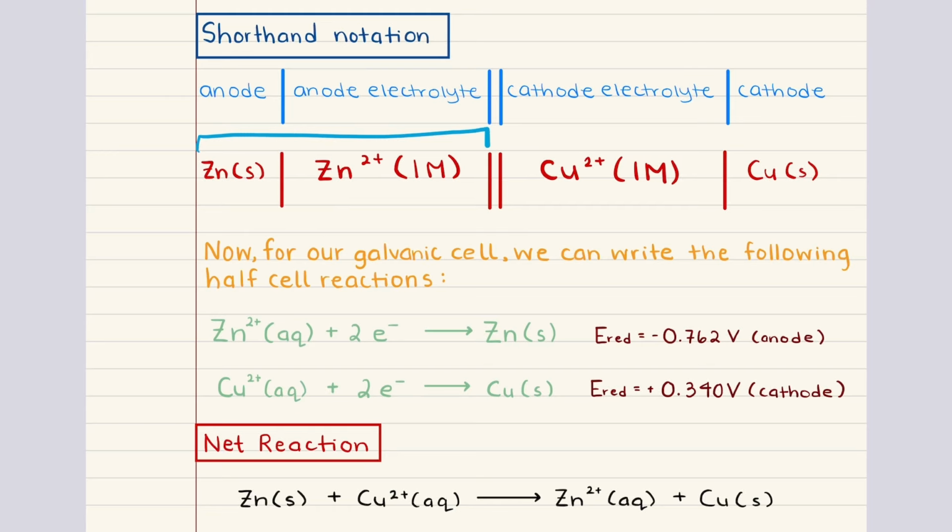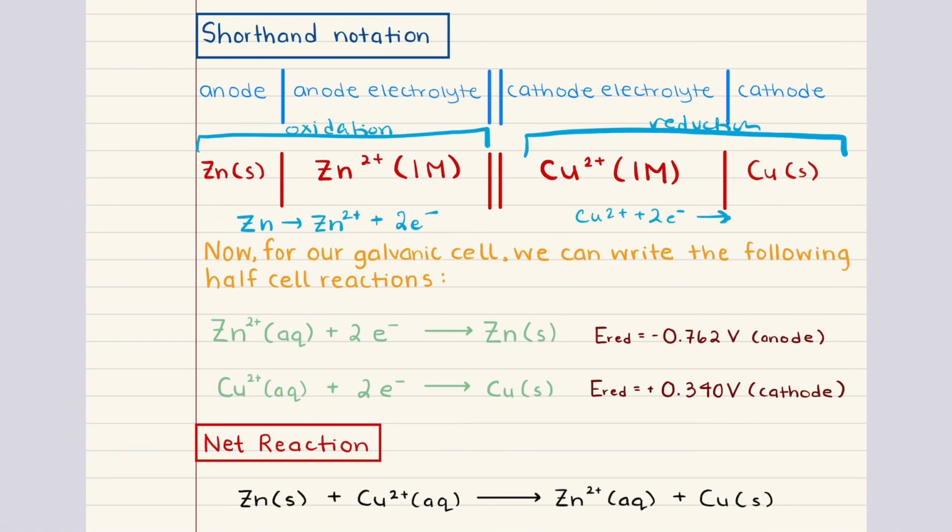Now that we have the shorthand notation written, we can translate it back into the two half reactions. On the anode side, zinc metal is converted into zinc 2 plus ions. That process requires the loss of 2 electrons. So this is the oxidation half reaction. On the cathode side, copper 2 plus ions in solution gain those 2 electrons to form solid copper that plates onto the electrode. This is the reduction half reaction.